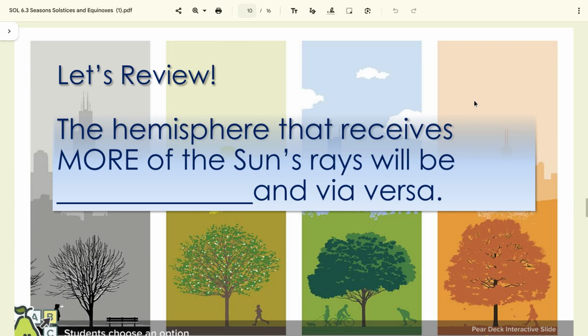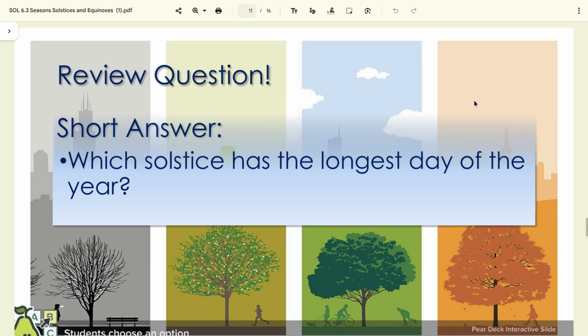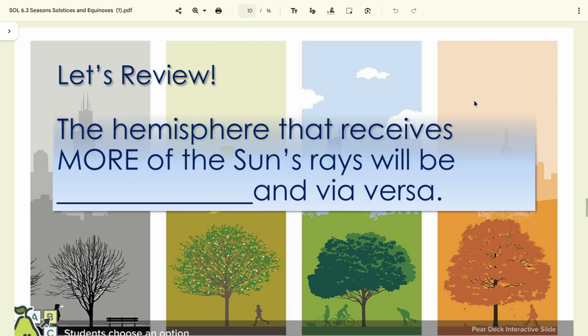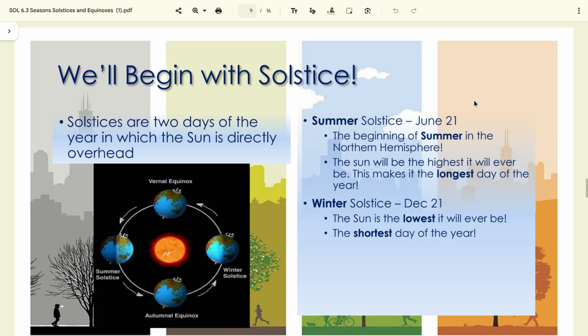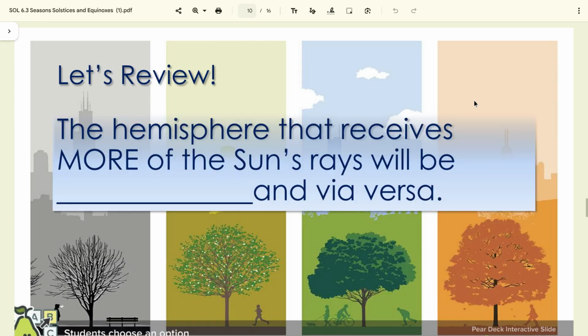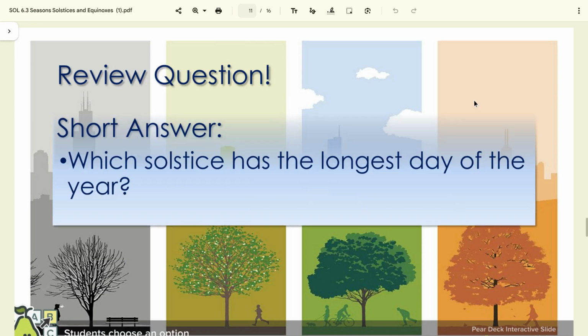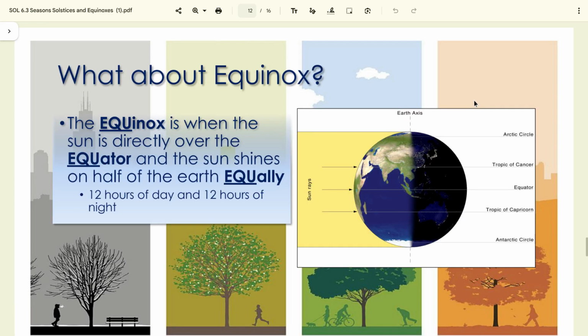The hemisphere that receives more of the sun's rays will be warmer, and vice versa, meaning the one that gets less will be colder. So which solstice has the longest day of the year? Summer solstice has the longest day. Winter solstice has the shortest day. Think of those long summer days where the sun is still up even when it's almost bedtime.